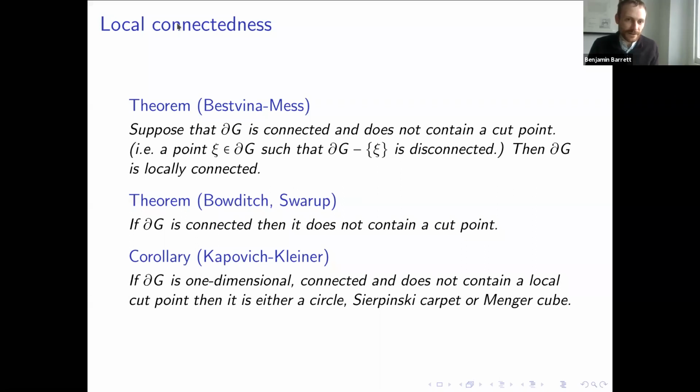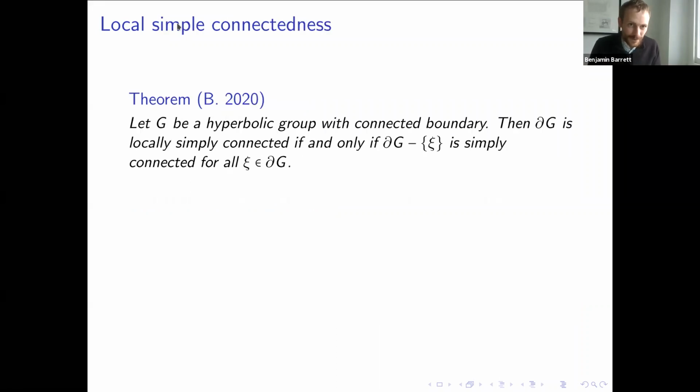So it uses some sort of topological theorems that say that if a topological space is locally connected and has all these other properties that Kapovich and Kleiner show that boundaries of hyperbolic groups have, and it's one-dimensional, then there are only these three possibilities. So this theorem of Bestvina and Mess is quite limiting on the topology that at least one-dimensional boundaries of hyperbolic groups can have. So sort of motivated by that, I did some work, finished last year, on a slightly higher dimensional analog of that.